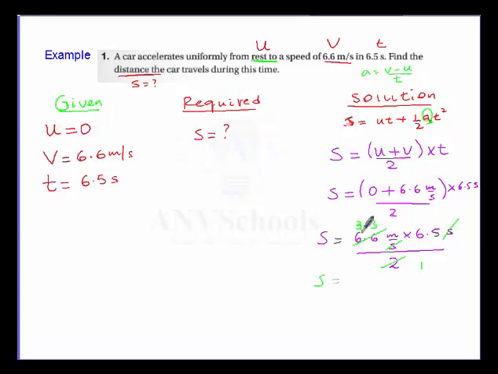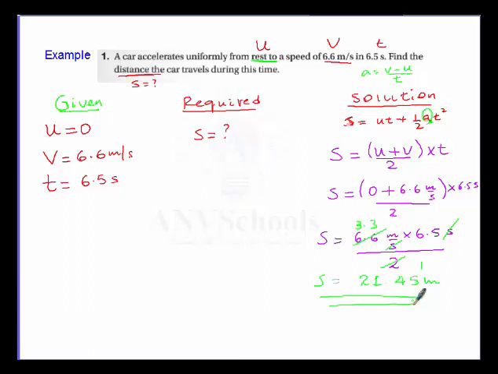3.3 multiplied by 6.5 is equal to 21.45. The total distance traveled during this time is 21.45 meters. Here we have only meters. So this is the total distance traveled by this car during the 6.5 seconds.